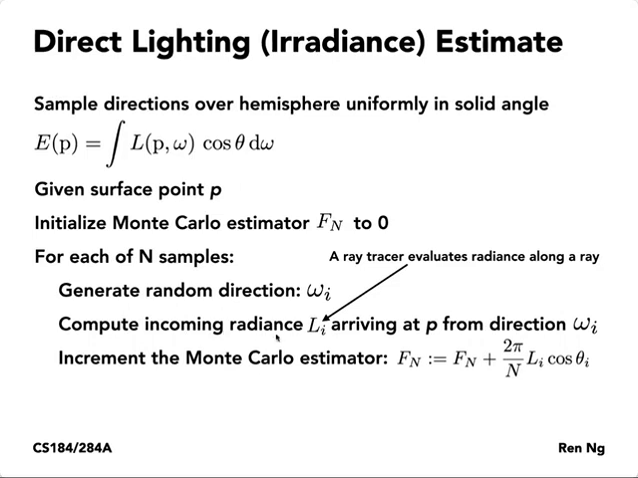How do we do that? How do we get the incoming radiance? Okay, so that's next lecture. We started to talk about it already with ray tracing before, but a ray tracer and a global illumination ray tracer in particular is the machinery we're going to build next time that will give us a function call programmatically to evaluate the radiance along this ray direction. So compute the incoming radiance, arriving at position P in that direction, omega sub I, and then we increment the Monte Carlo estimator, F sub n, by that integrand, 2 pi over capital N times L sub I cosine theta sub I. And then when we're done, capital F sub n will be our estimate for this irradiance integral.